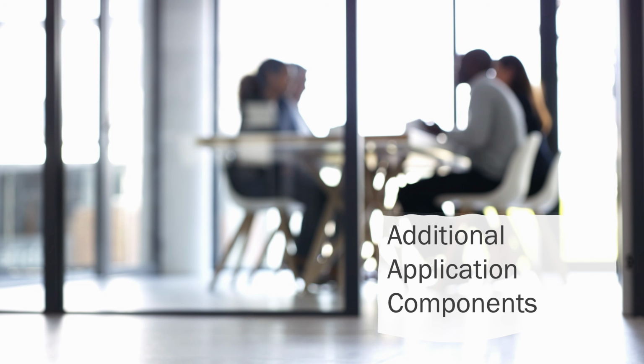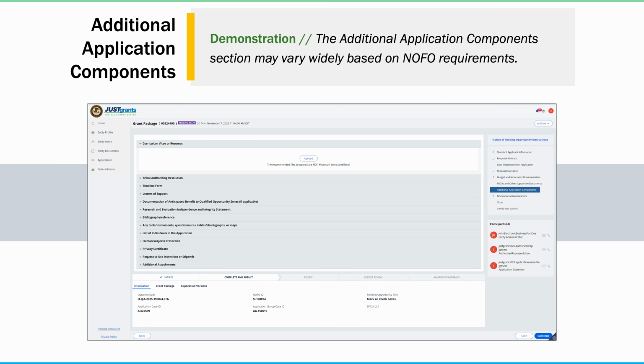Your application may include a section called Additional Application Components. In the Additional Application Components section, upload files in the accordion sections as instructed in the NOFO. Again, be aware which accordion section you are using to upload a file and be sure you are matching the file category with the accordion section. In this part of the application, you will need to select your own file category. Do so with care.